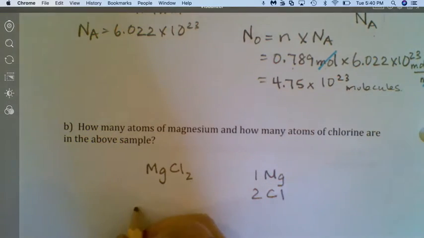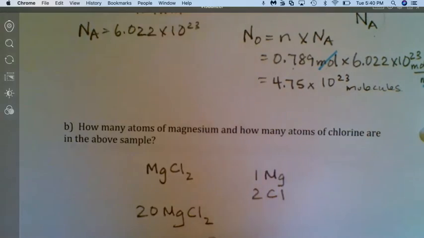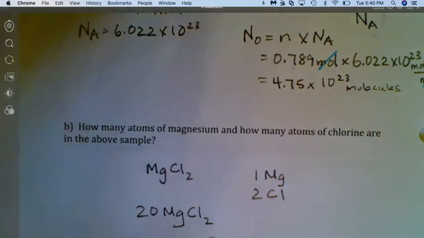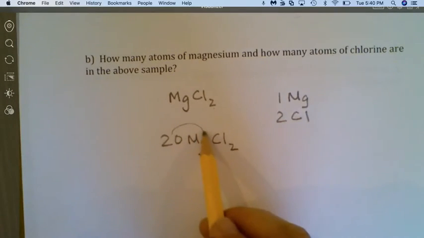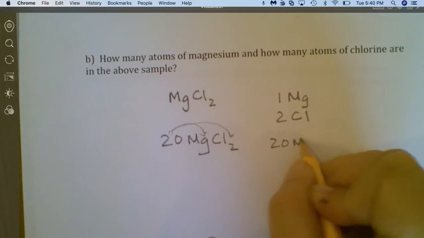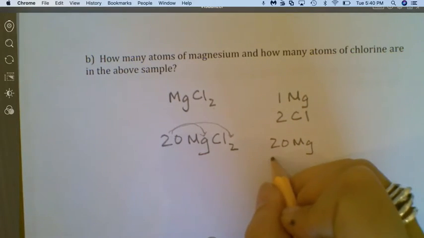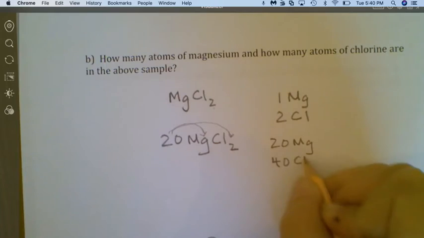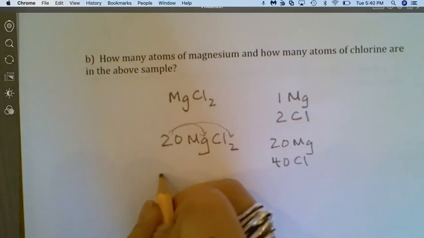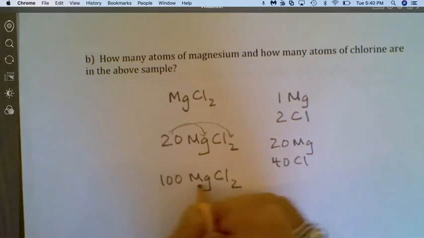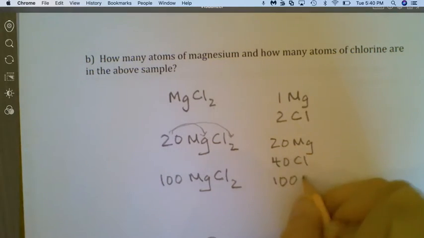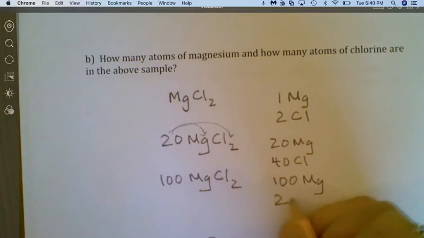Now, what if I was to put a 20 in front? You have 20 molecules of magnesium chloride. How many atoms of magnesium would you have? Well, in this scenario, you would just take your coefficient and you would say, oh, I have 20 magnesium atoms and I have 40 chlorine atoms. What if I was to put a 100 in front? Well, you would have 100 magnesium and you would have 200 chlorine.